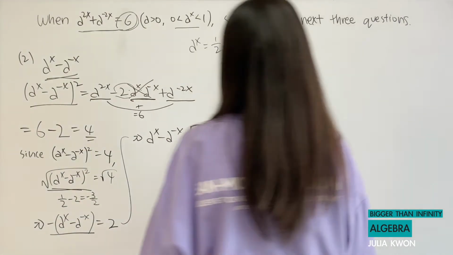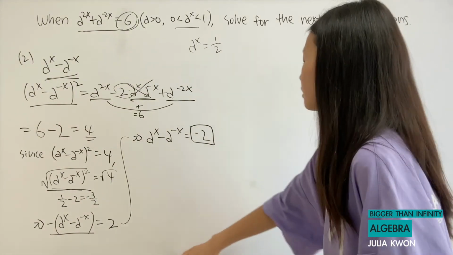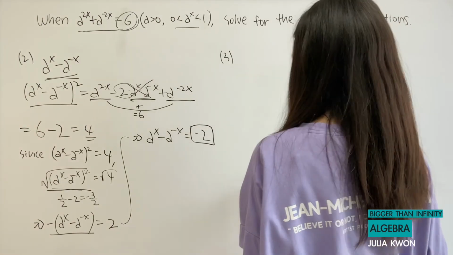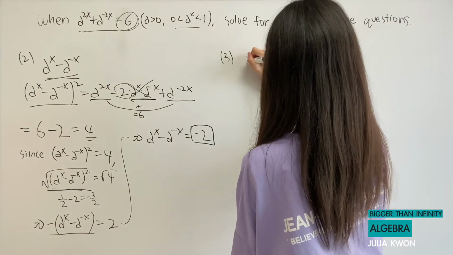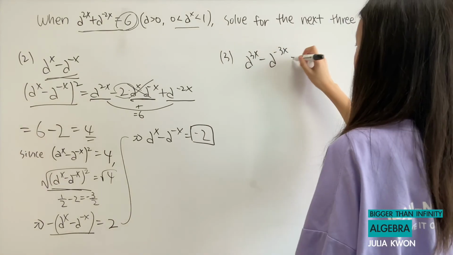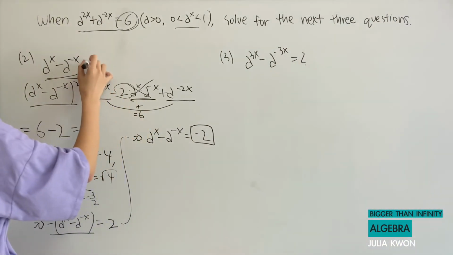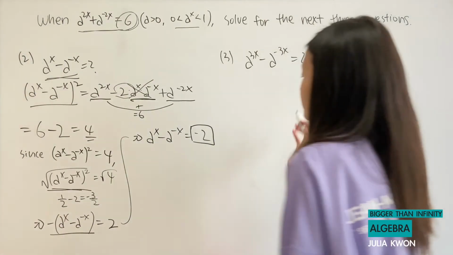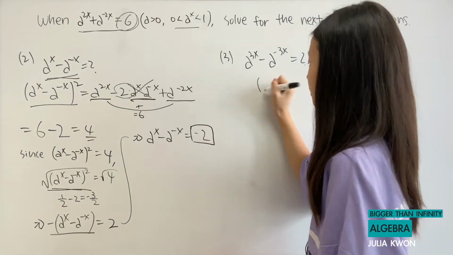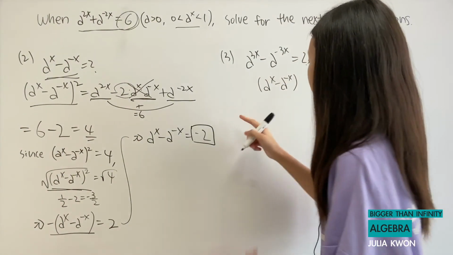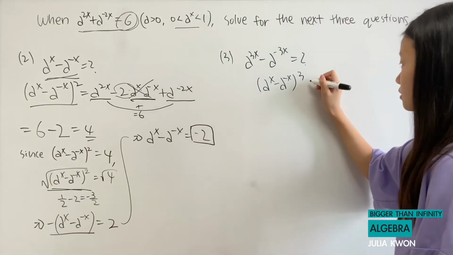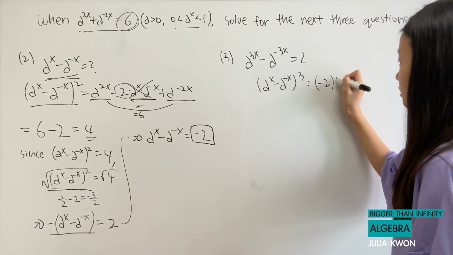Okay, now I'm going to write down the problem for question number 3. For question number 3, we are asked to find a to the power of 3x minus a to the power of -3x. And to solve for this, we're going to use what we found from number 2. We're going to cube both sides of this equation, which will get us this.